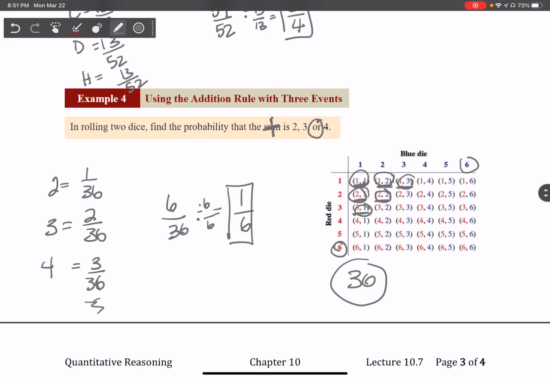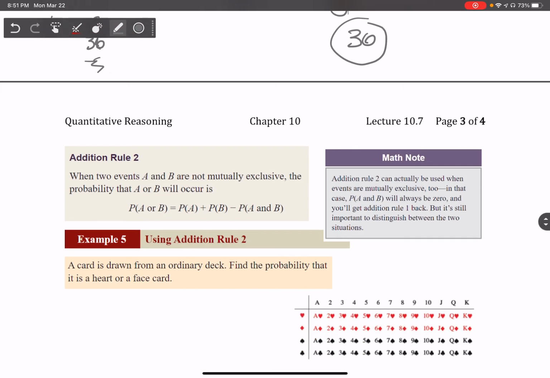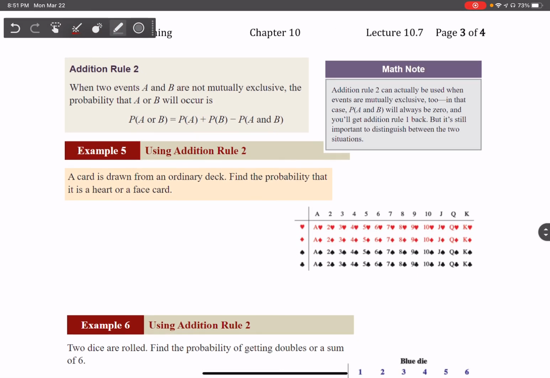All right, moving right along. Addition rule 2. When 2 events A and B are not mutually exclusive, the probability that A or B will occur is the probability of A plus the probability of B minus the probability of A and B. Now this "and" is actually going to mean multiply. And we'll see what this means in a second.